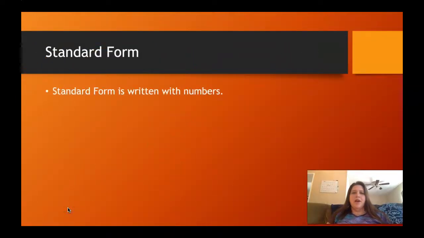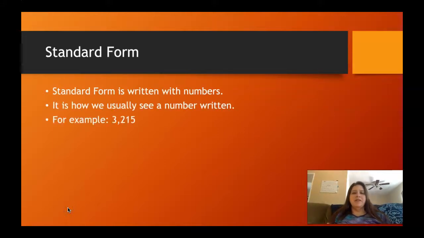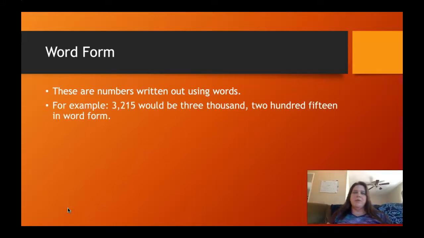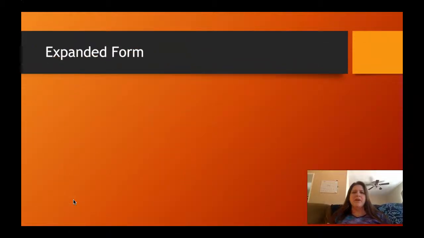Just to review our vocab words, standard form is written with numbers. It's how we usually see numbers written. So here's an example, 3,215 is written with 3,215. The next vocab word is word form. These are numbers written out using words. For example, the 3,215 would be written out with words.